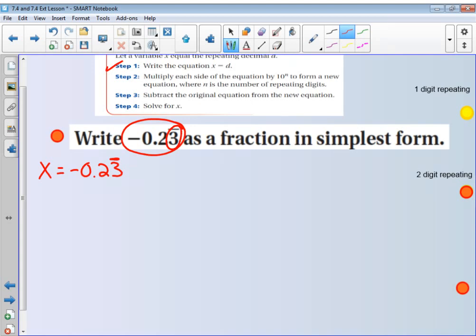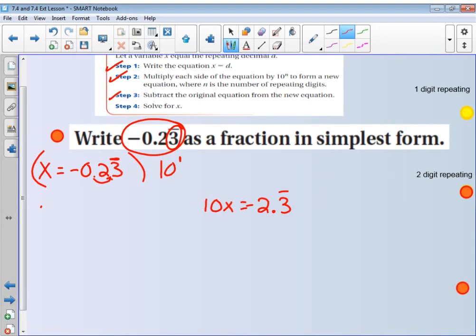So we're going to take each side times 10 to the first power. So really times 10. So this becomes 10x. I'm going to write over here in the middle when I do that, equals, and when I go times 10 on this one, I'm really just shifting my decimal over one place. So negative 2.3 repeating. Okay, then we are going to subtract between them. And that was a negative.